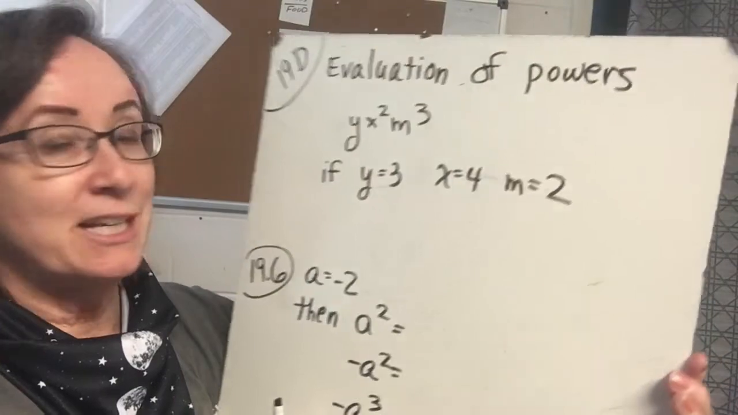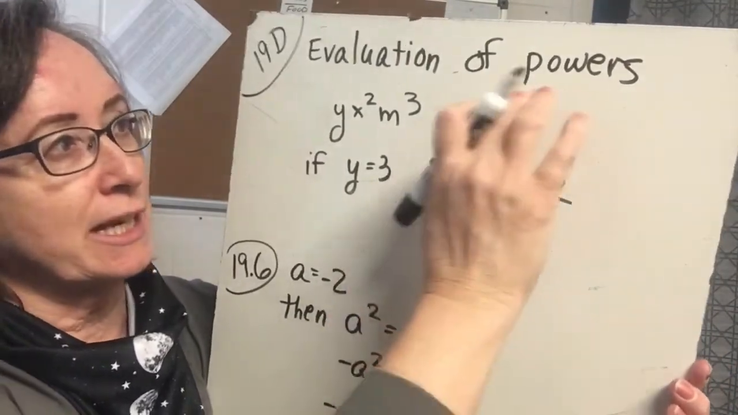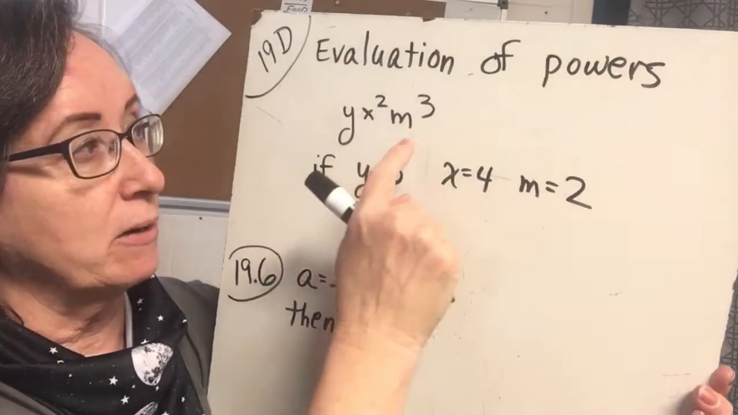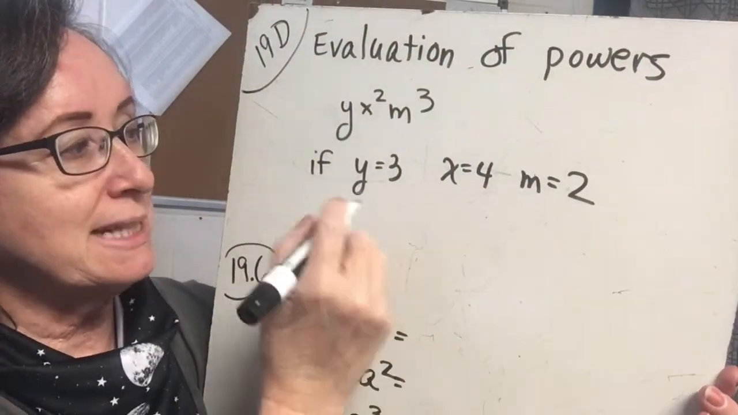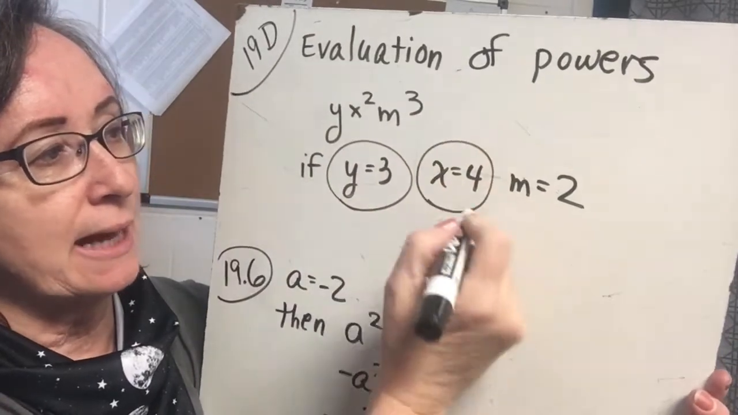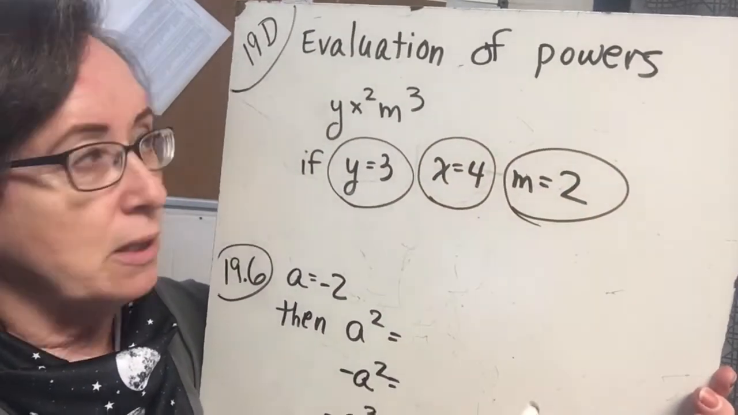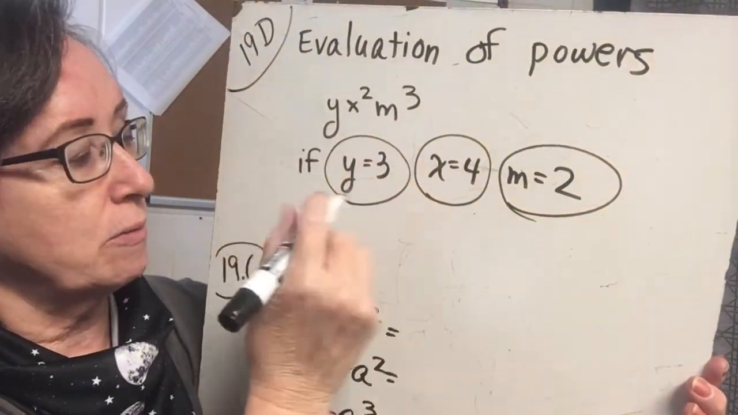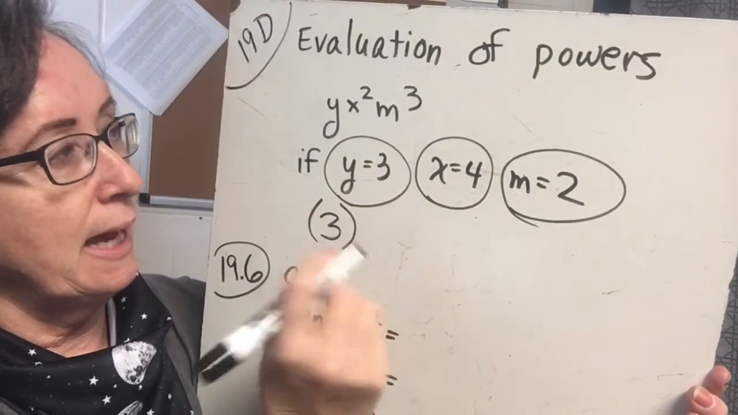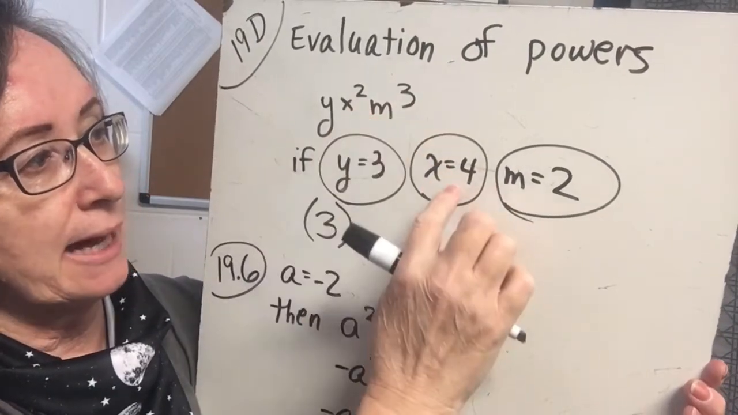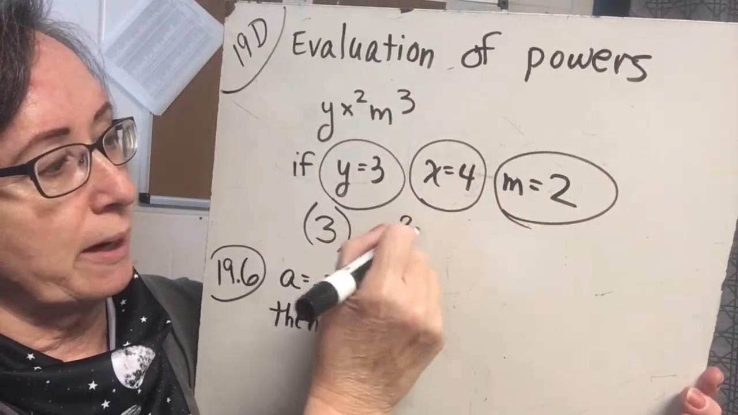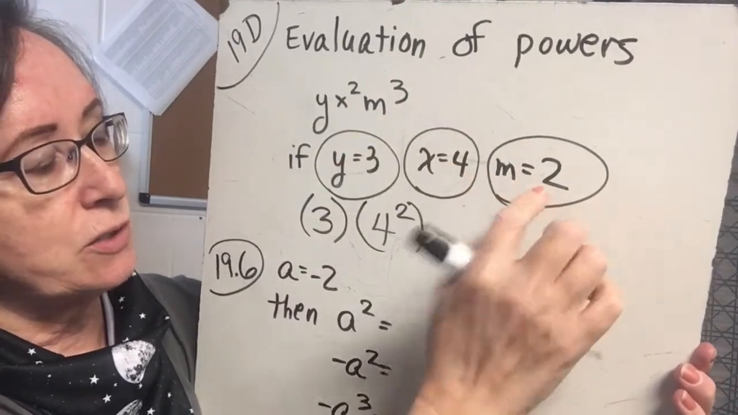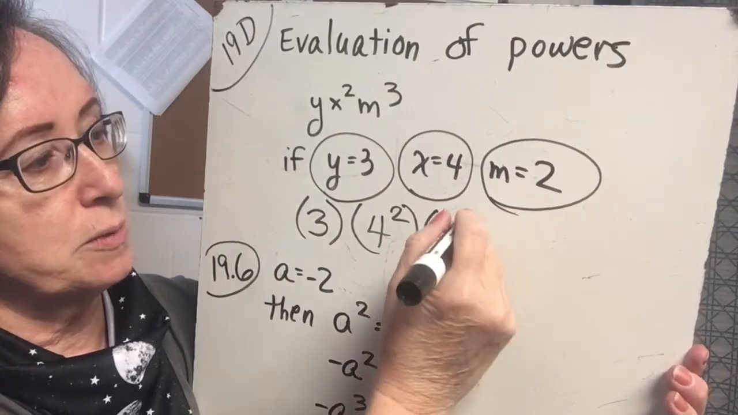Right, so now we're moving into evaluations of expressions that include powers. So here we have an expression y x squared m cubed. So let's just suppose that y is 3, x is 4, and m is 2. So we're going to substitute these into the proper places. So y is 3, so we're going to put 3, and then the base x is 4, so we're going to have 4 squared, and then the base m is 2, so we're going to have 2 cubed.